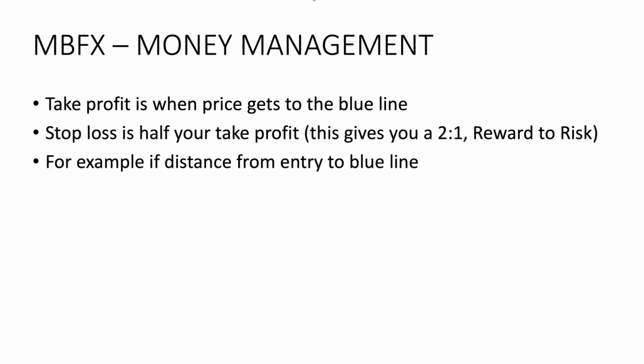In terms of money management, this is very important. One of the most important things you can do in forex is to manage your money and control your risk. Your take profit is when price gets to the blue line, and your stop loss is half of your take profit. This gives you a constant 2-to-1 reward to risk ratio. For example, if your distance from the entry to the blue line is 50 pips, your stop loss should be 25 pips. This is a very high winning system, so you're bound to win more trades than you lose.